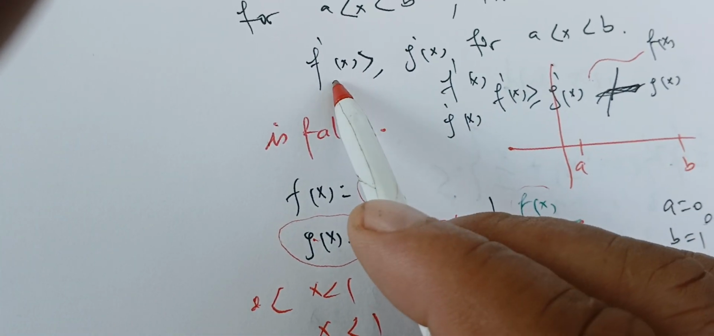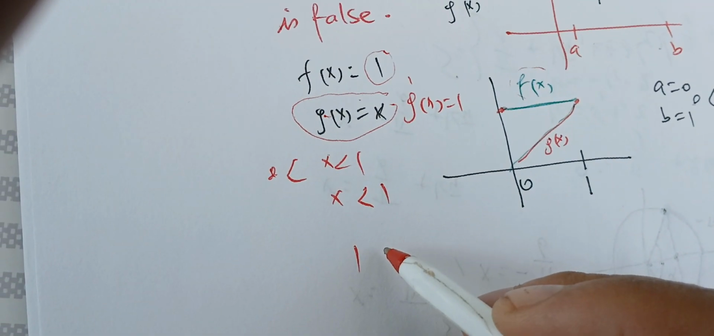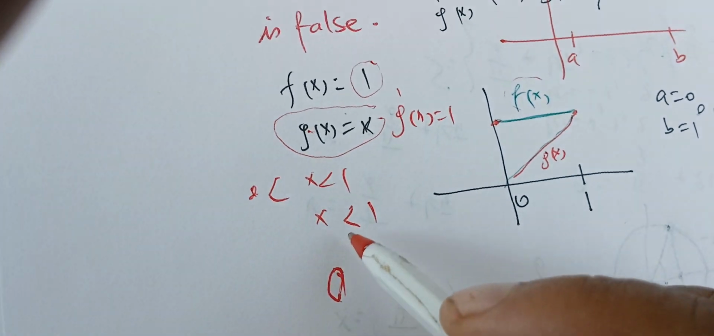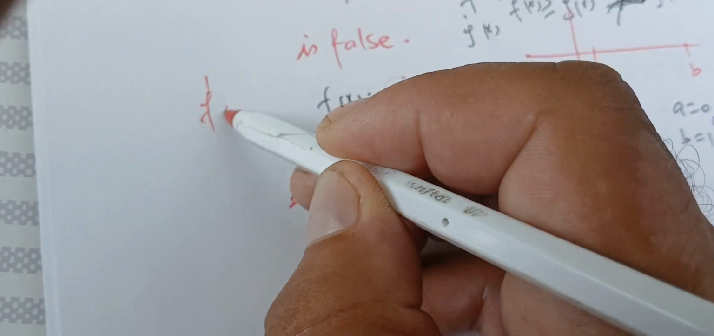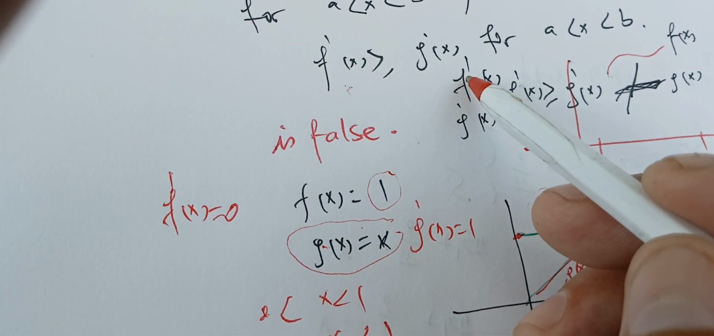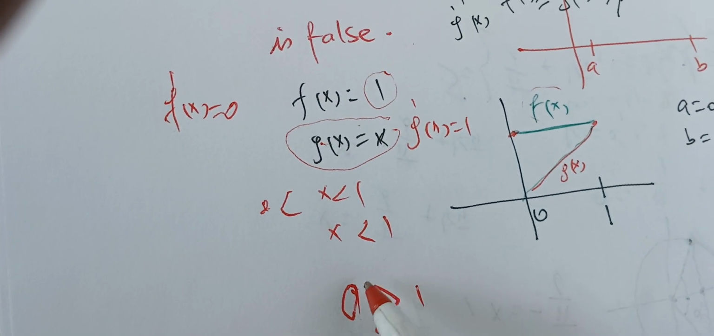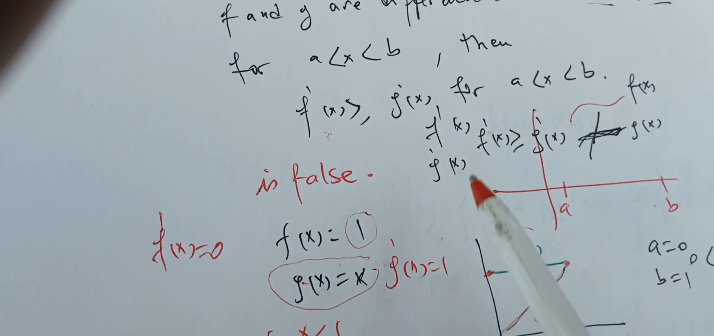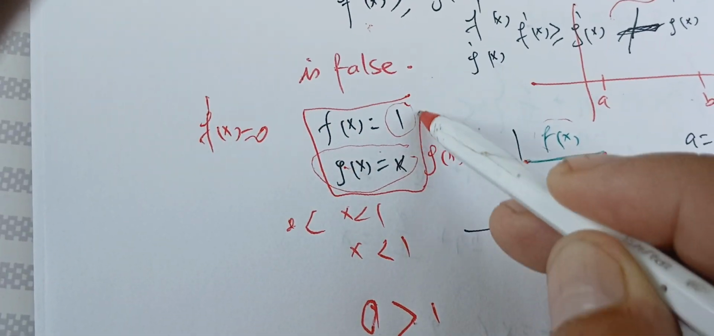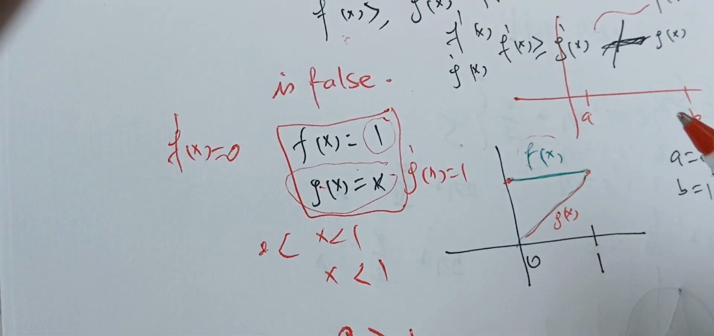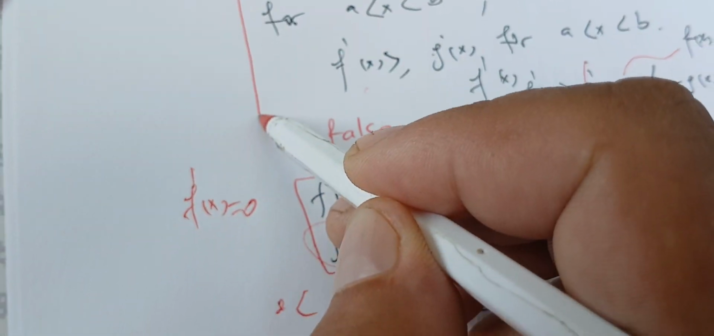Now let's move to the statement here. So f prime is 0 and g prime is 1. Because f of x is 1, f prime of x is 0, and g of x is x, so g prime is 1, so I have 0 bigger than 1. That means that this statement is false. I have used very basic and simple functions to show that this statement is false.